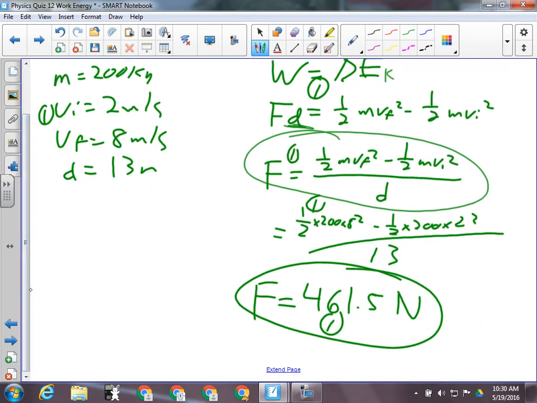Another mark for plugging in their numbers correctly. 1/2 times 200 kilograms times 8 squared, the final speed, minus 1/2 times 200 kilograms times 2 squared, divided by 13 meters. And that should give us, to two significant figures, 4.6 times 10 to the 2 newtons.